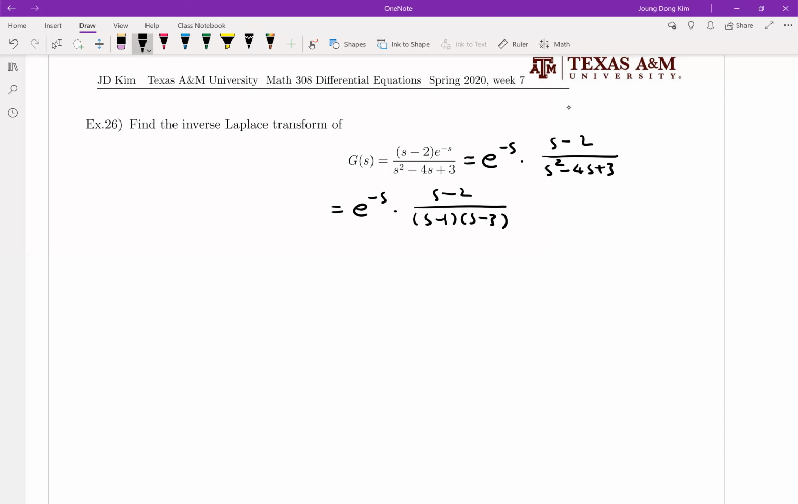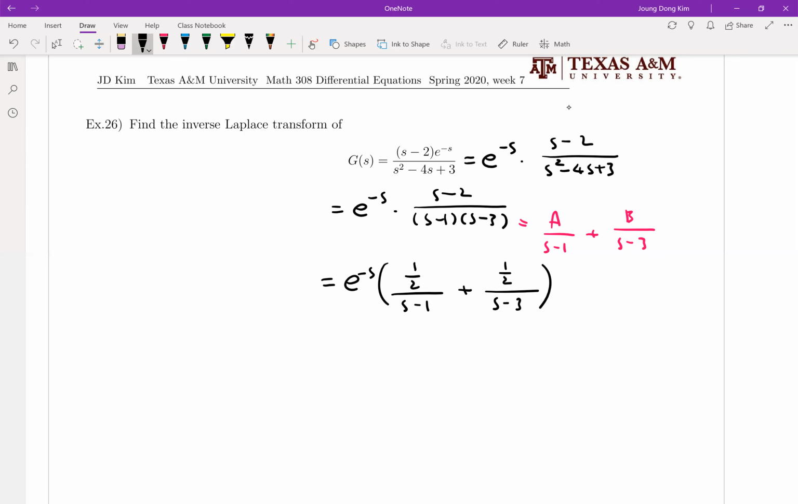Okay, so partial fractions. This will be written this way: a over (s minus 1) plus b over (s minus 3). When you do this partial fraction, you can easily find your a and b values. Let me give it to you: e to the minus s times (1/2 over s minus 1 plus 1/2 over s minus 3).